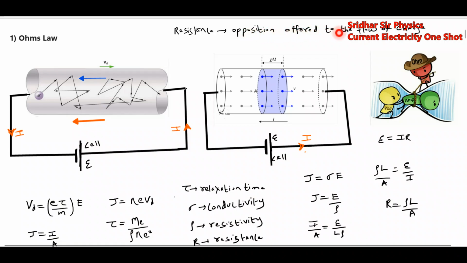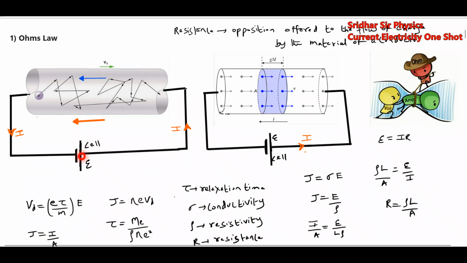Okay, kids, first, what is electrical resistance? It's the opposition offered to the flow of charge by the material of a conductor. So what is a conductor? A conductor basically contains free electrons which will move randomly with a very high speed.